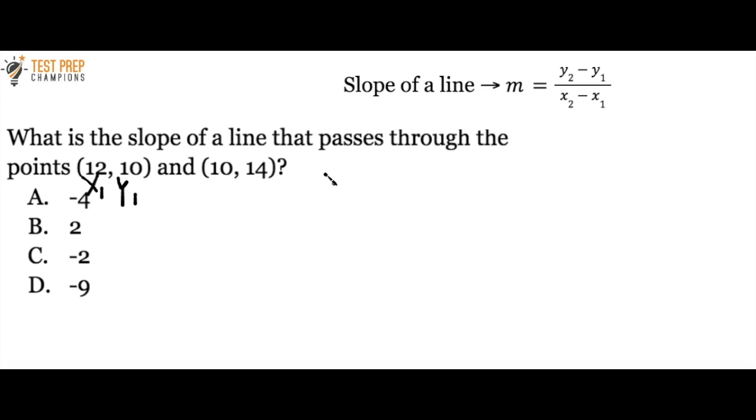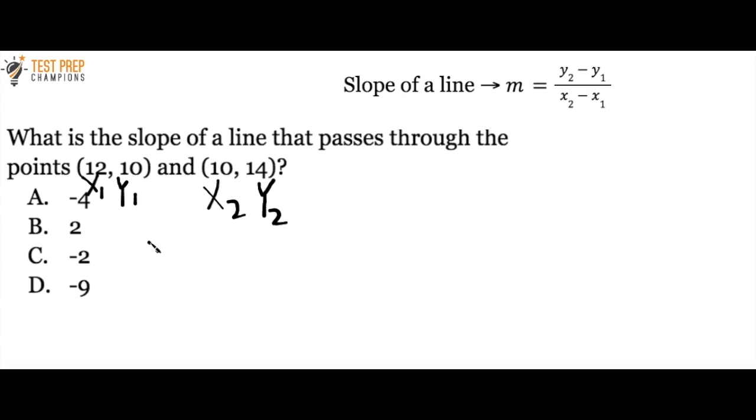Now I'm going to come over here to my other pair, my 10 and 14. This 10 right here, I'm going to call x2. Remember, the first number is always going to be an x. And the second number, in this case my 14, is going to be a y, because the second number in the pair is always a y. So I'm going to make this y2. So I've got x1, y1, x2, and y2.